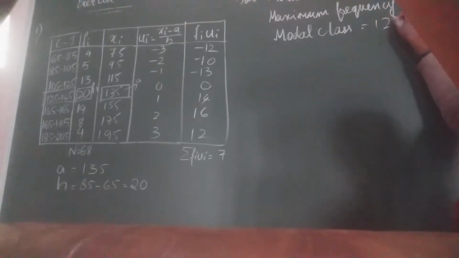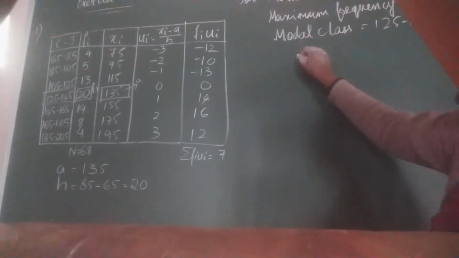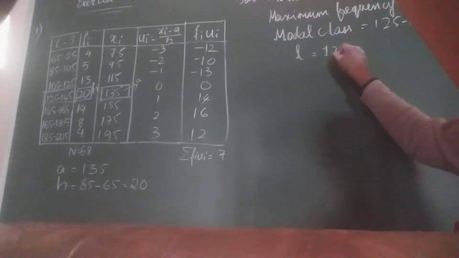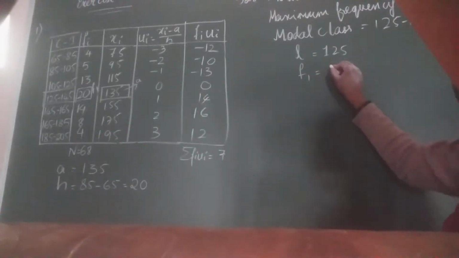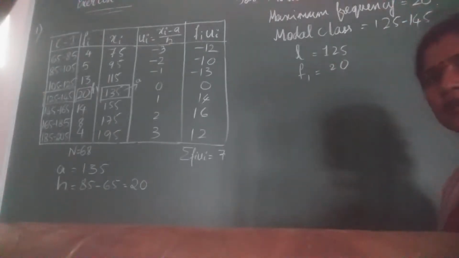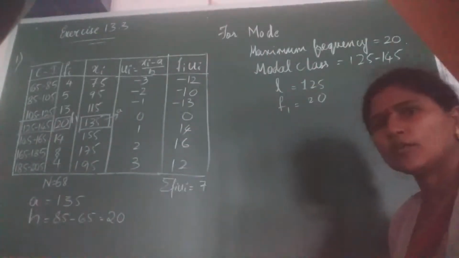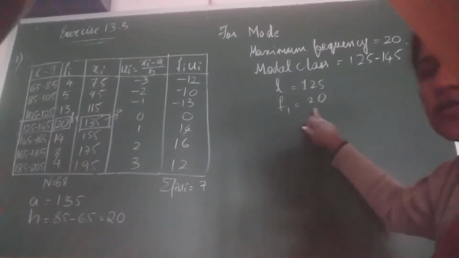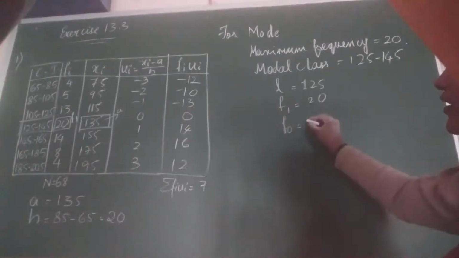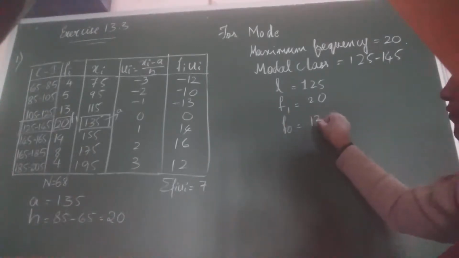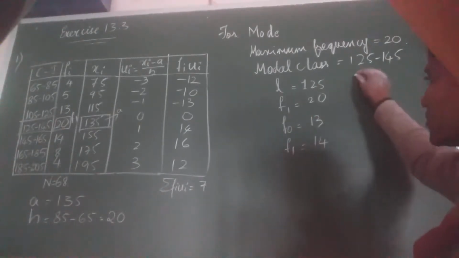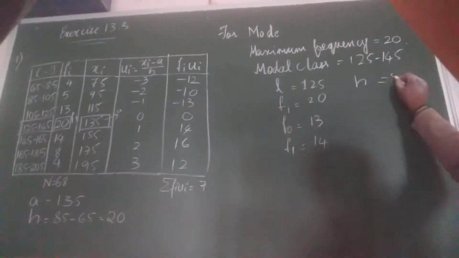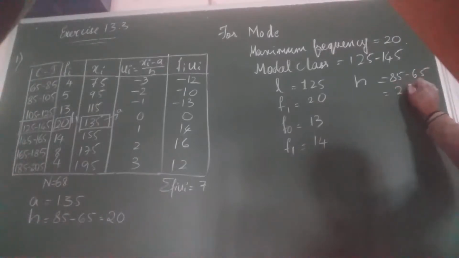Modal class is equal to 125 to 145. So what is the lower limit here in this modal class? 125. Which is the F1. Maximum frequency is nothing but F1. So maximum frequency is 20. Clear? The maximum frequency is 20, so F1 is 20. What is F0? F0 is the preceding frequency of that modal class, that is 13. Succeeding frequency of that modal class is 14. So what is h here? Class size. That is 85 minus 65, upper limit minus lower limit. It is nothing but 20.